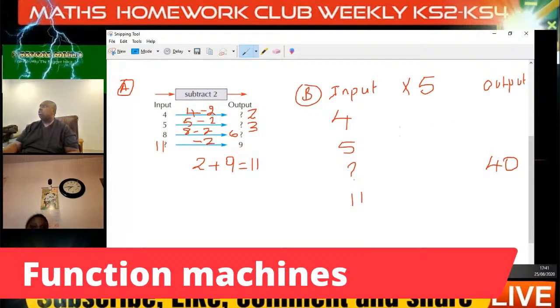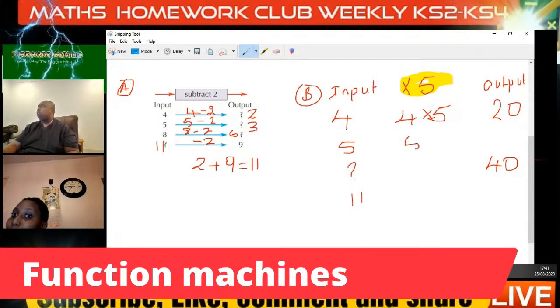Okay, so what's my function, Danzel? What's my function? Times 5. So what's my input for the first one? It's going to be 4 times by the function, which is 5. So what's 4 times 5, Danzel? 4 times 5. 20. Need to be sharper with the timetable, Danzel. 4 times 5 is 20.